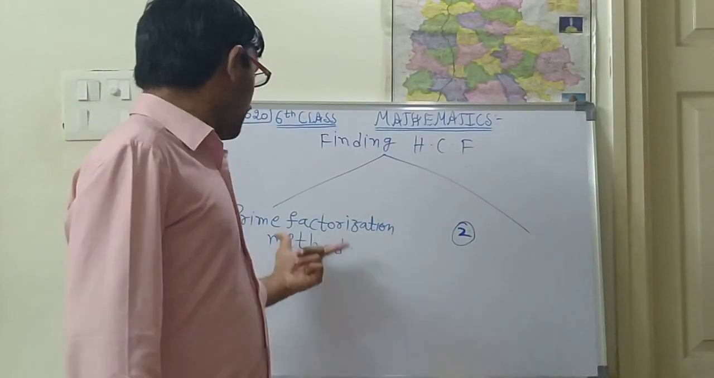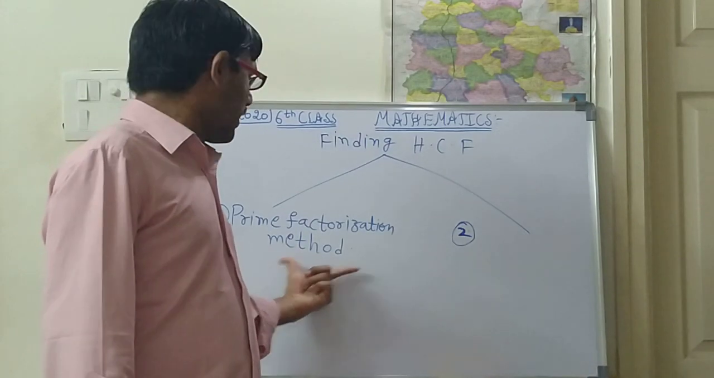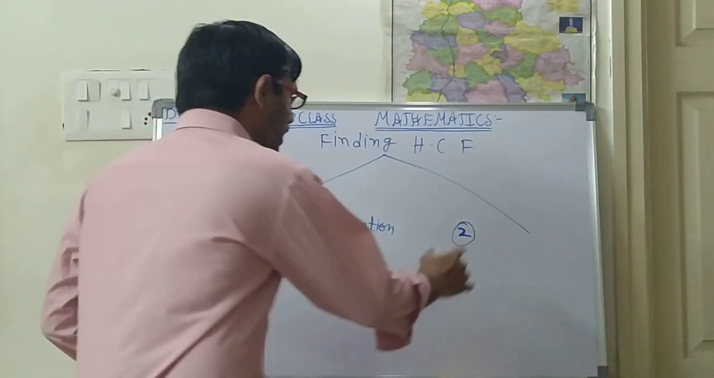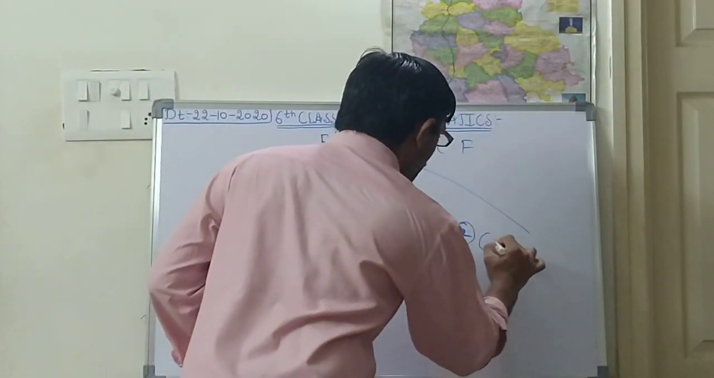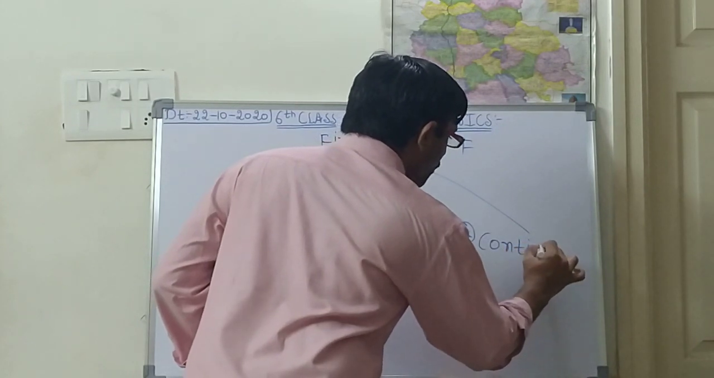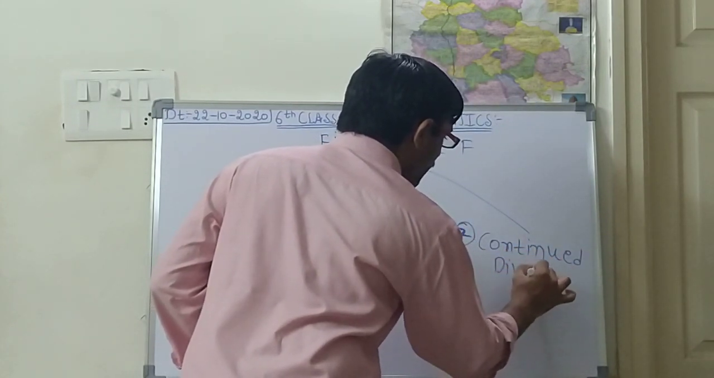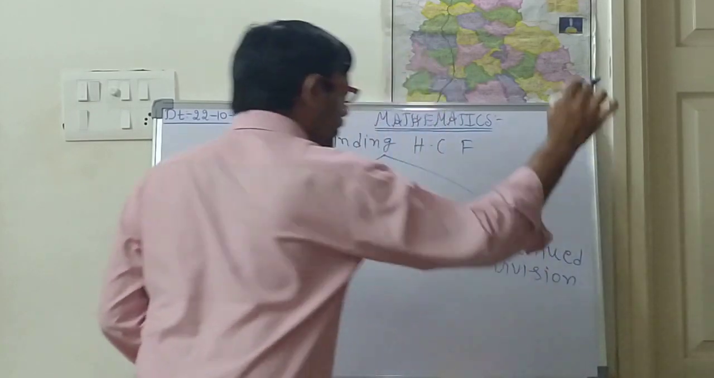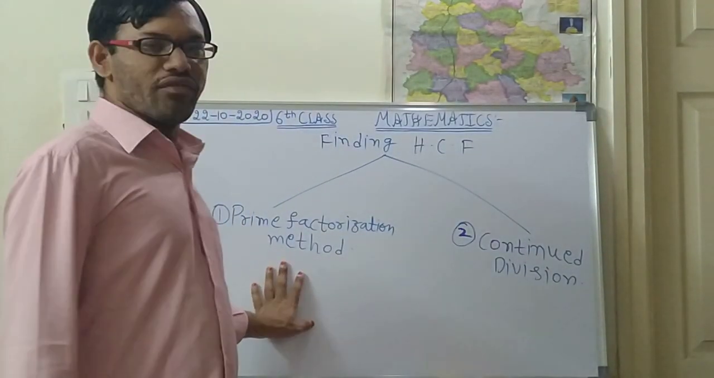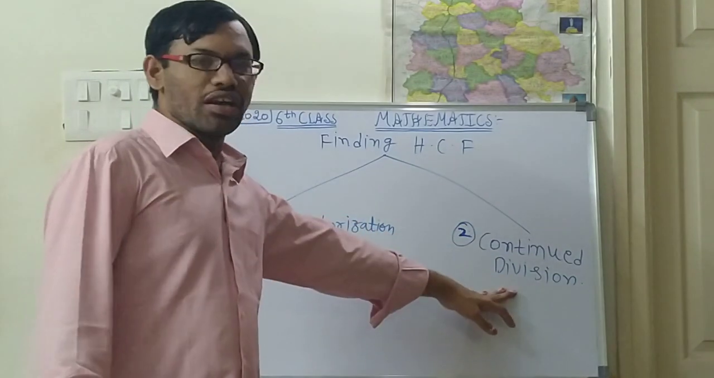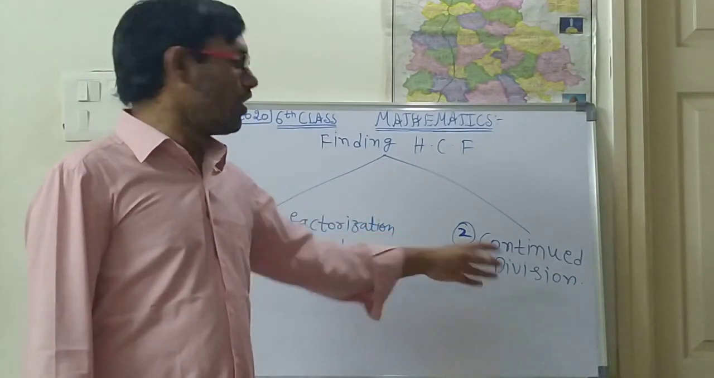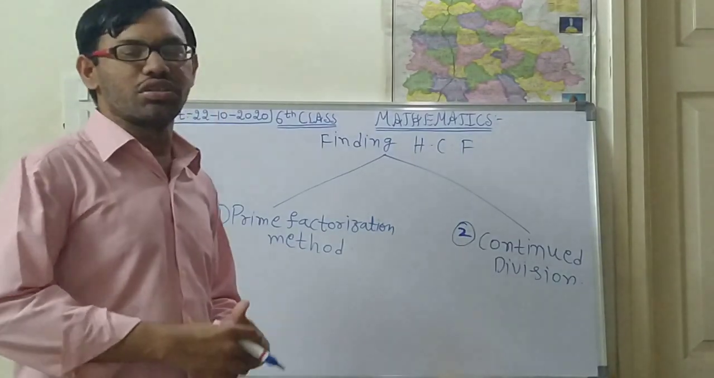So one is the prime factorization method, and what is the second one? Division by continued division method. So one is the prime factorization method and another one is the continued division method. Like this, the two methods will be there.